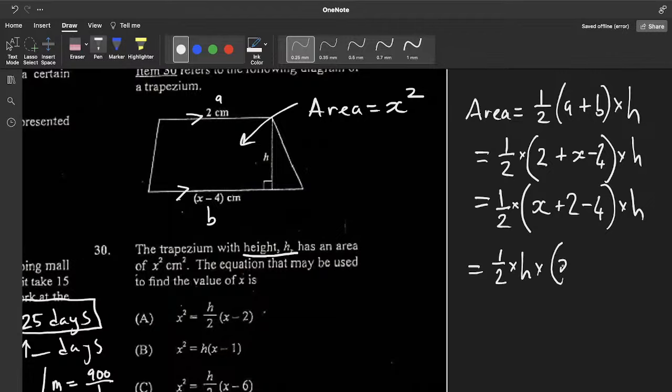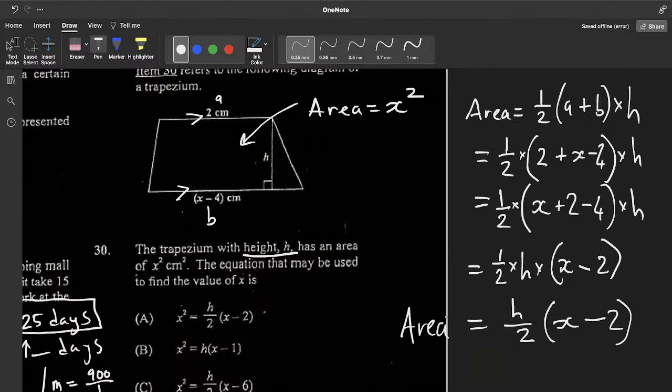So that's going to be x. And then 2 take away 4 is minus 2. Now half h can also be written as h over 2. And then we'll have here h over 2 times x minus 2. So therefore, this is our second formula for the area.